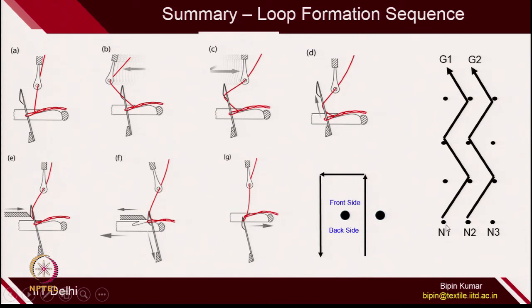So, you can see here, in the first course, this G1 guide is feeding yarn to N1. After that, in the second course, it is feeding yarn to N2 needle, then it is coming back to N1 and then N2. So, in this way, each guide bar is following its path and helping in feeding the yarn to the individual needles in loop formations. So, this is what we covered so far in the previous week.